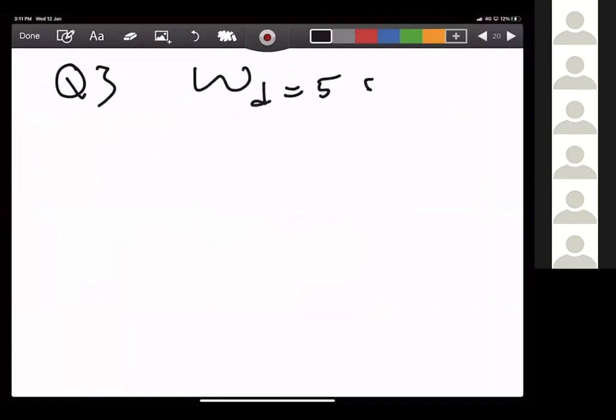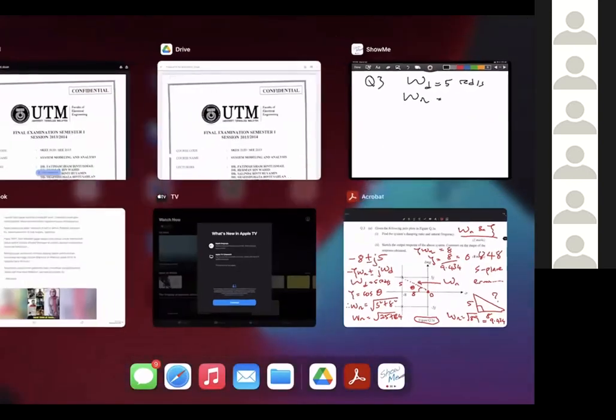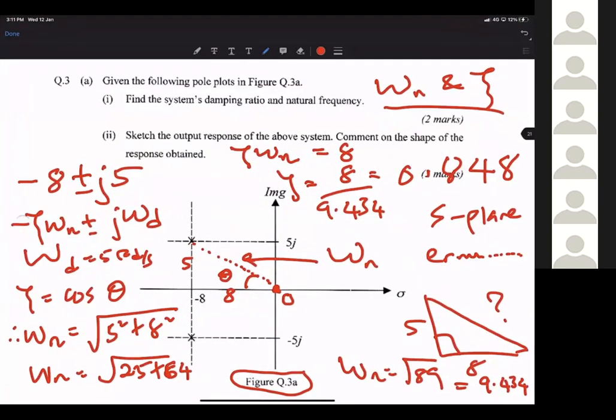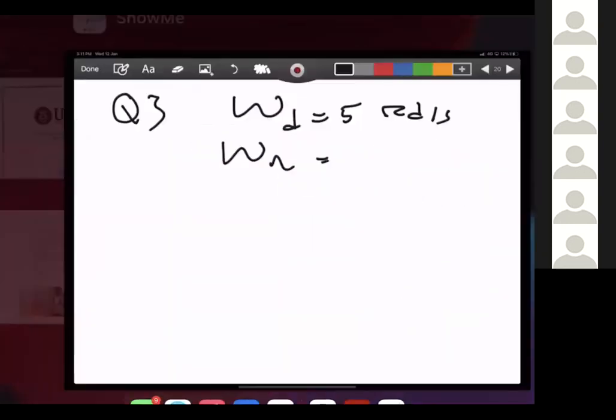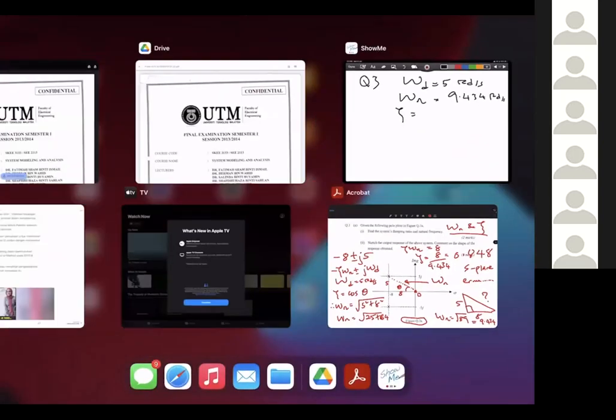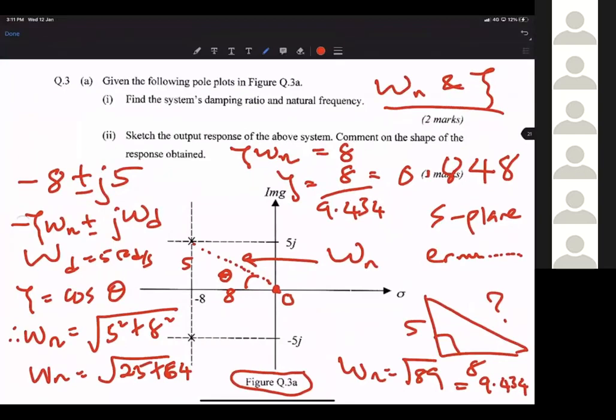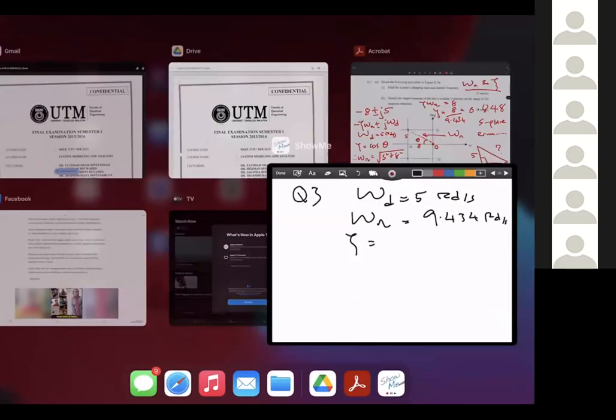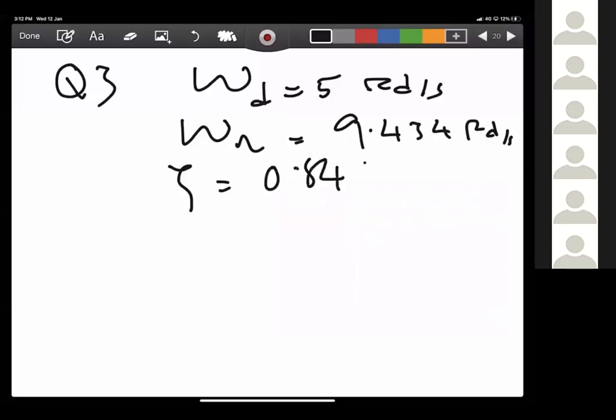Omega D 5. Omega N is apa tadi? 9.434. Okay, zeta equal to 848. Kan? Right? So kita dah tahu dah, is a second order system. Okay?